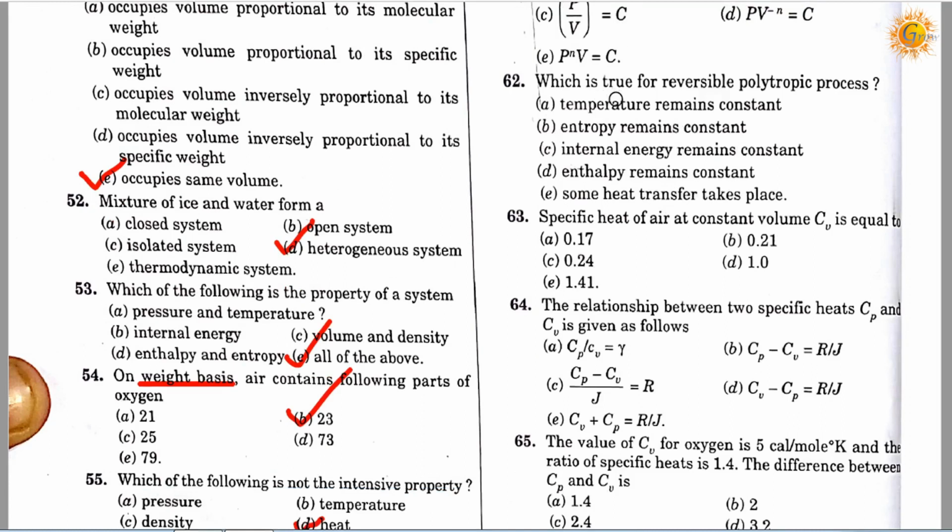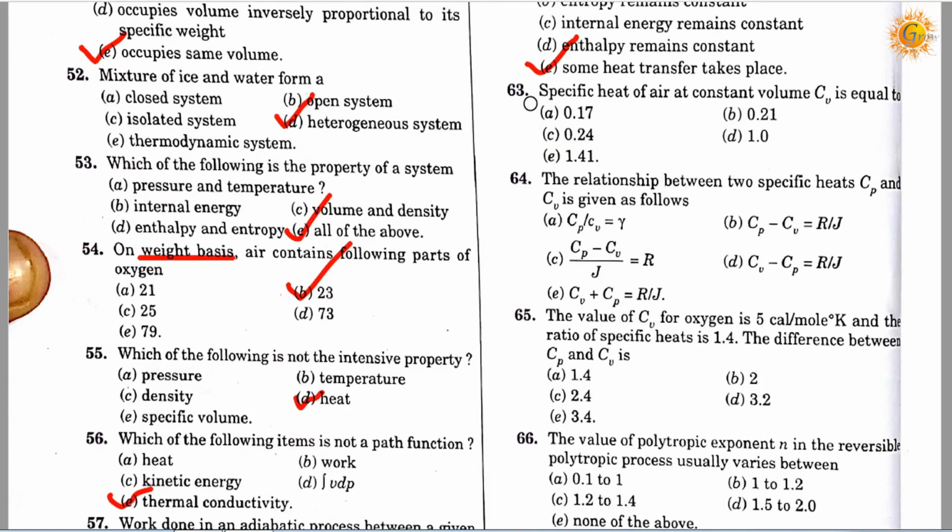Which is true for reversible polytropic process? Option A, temperature remains constant. Option B, entropy remains constant. Option C, internal energy remains constant. Option D, enthalpy remains constant. Option E, some heat transfer takes place. Correct answer is E, some heat transfer takes place.